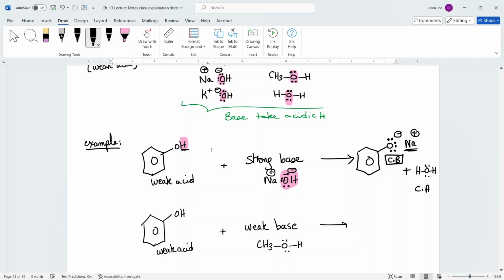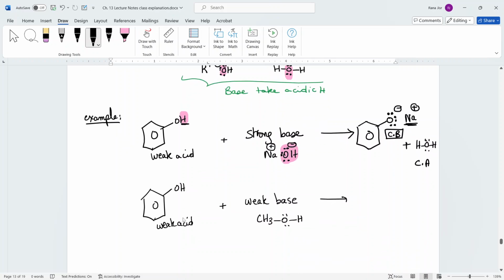Guys, remember that bases are negative. If I have a negative charge, then this means that it's a base and it's a strong one. Okay, your reactants are acids plus bases. Your products are conjugate acids and conjugate bases. Because this one is a weak acid, it won't work with a weak base, so there will be no reaction.